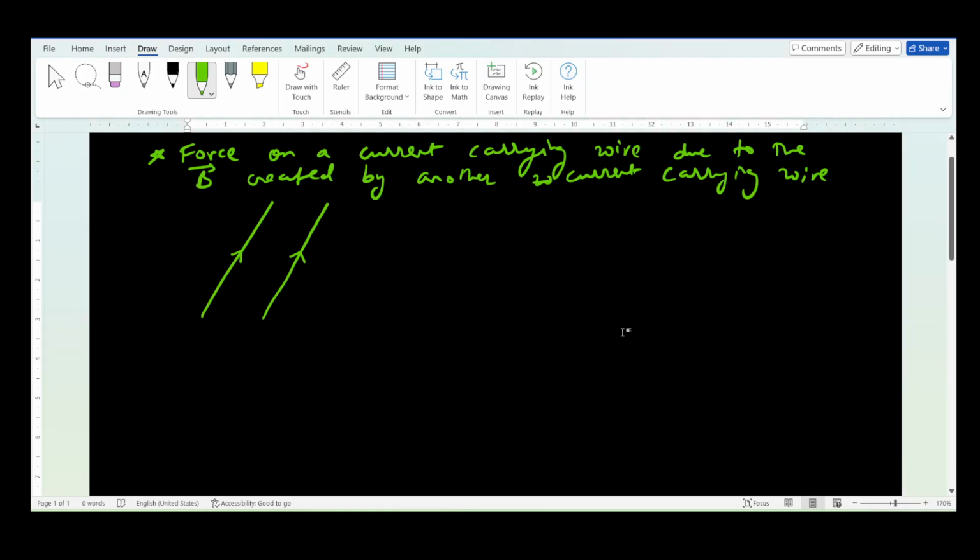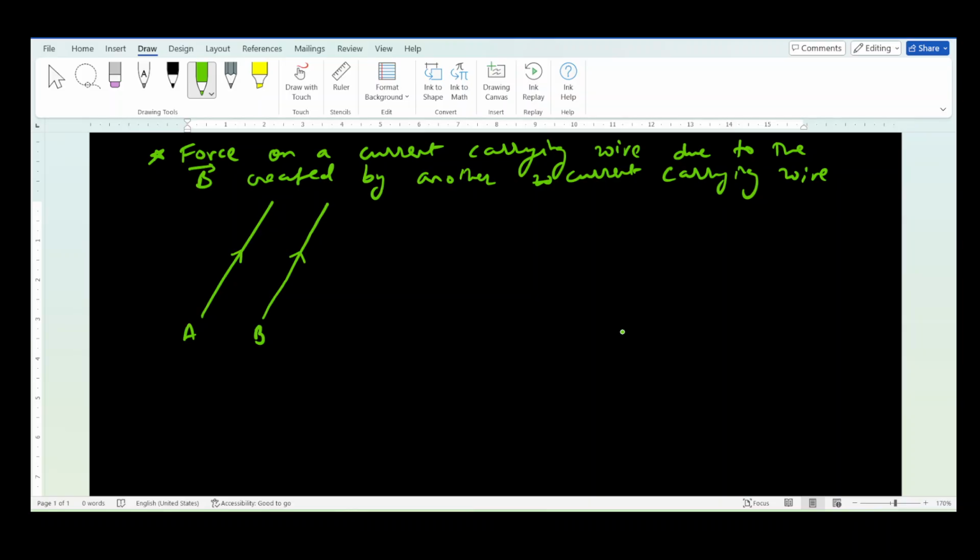So in this video, we will be taking a look at how to derive an equation for force on a current carrying wire due to the magnetic field created by another current carrying wire. So these are the two wires, wire A and wire B. Now if these two wires are adjacent to each other, then wire B will experience a force due to wire A and wire A will experience a force due to wire B. So our task will be to derive an equation which will be applicable for this force.